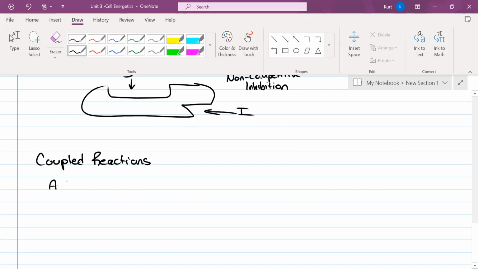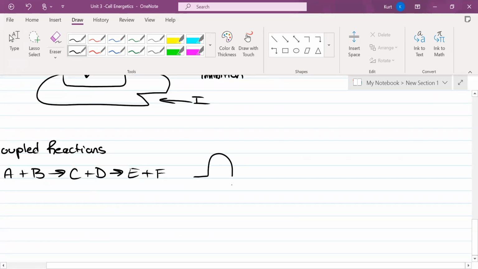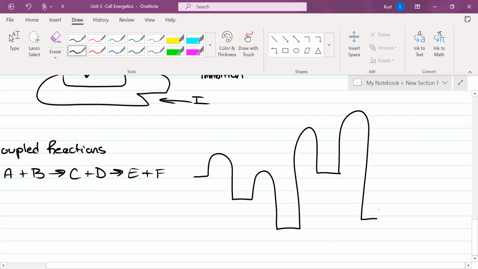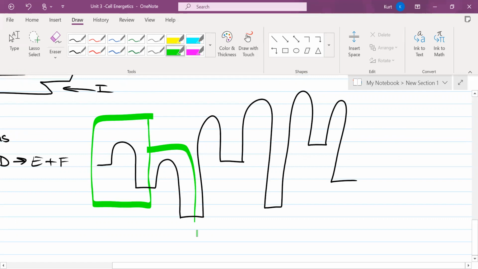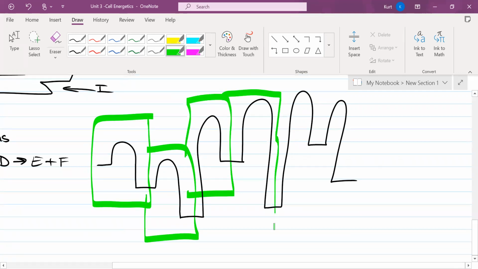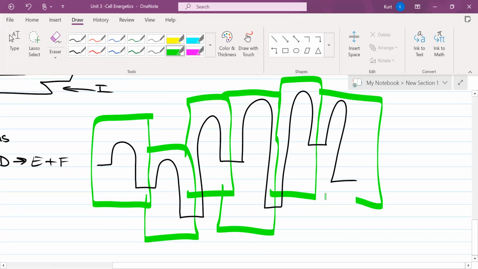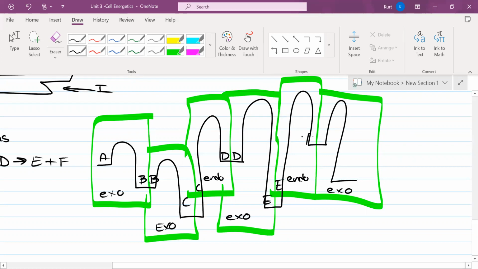Coupled reactions are just basically where A yields B, or A plus B yields C, plus D yields E, plus F, and so on. So let's say I have a reaction here, and then another one, and then another, and then another, and then one more, and then one more. If I ask you how many reactions do I have, well, let's count them up. 1, 2, 3, 4, 5, 6. Here we have an exo, this is endo, this is exo, this is endo, and this is exo. Okay, these are coupled reactions. So imagine that A results in B, B results in C, C results in D, D results in E, E results in F, F results in G.